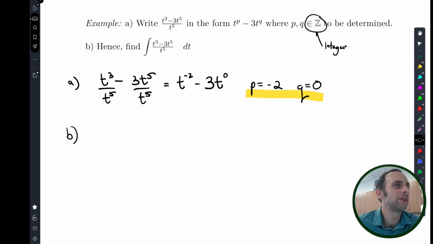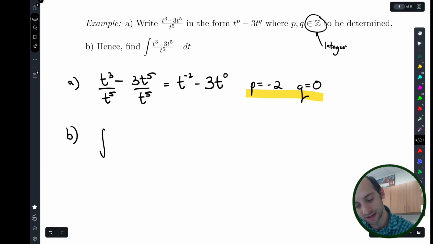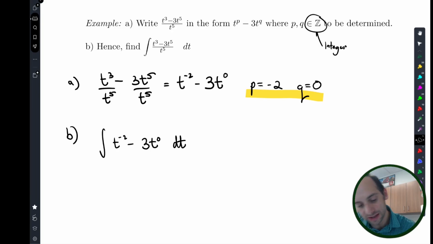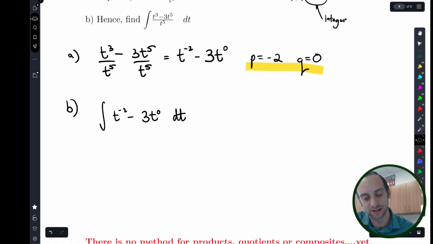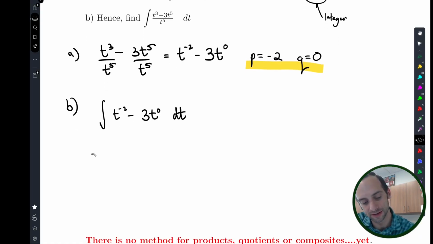Now, the IB connection comes in the command terms for part B, which are hence and find. So hence is telling us we should link it to the previous problem. We don't want to integrate what they give us. We want to integrate what we just simplified it to. So we want to integrate t to the negative 2 minus 3 times t to the 0 instead of that fraction they gave us. Applying our reverse power rule, this is t to the negative 1 over negative 1, minus 3t to the 1 over 1.